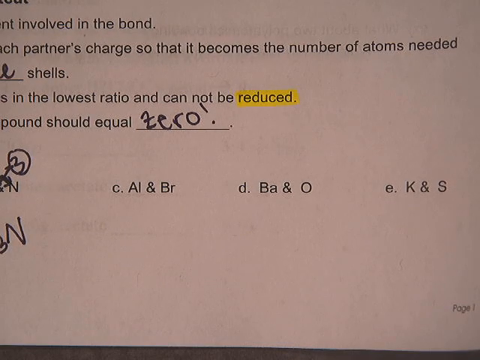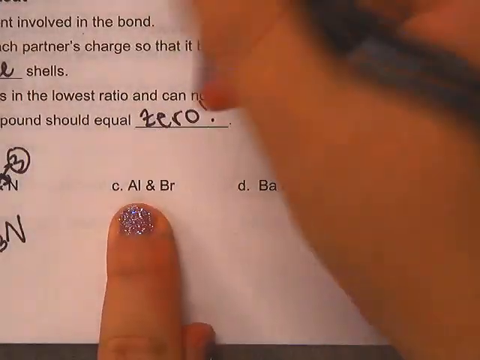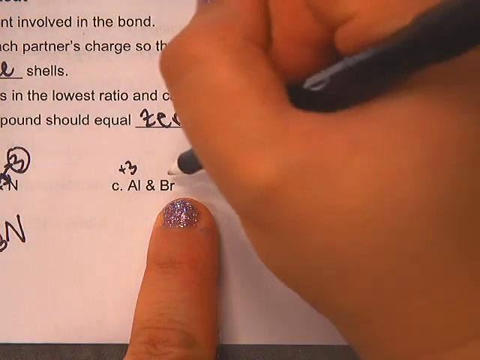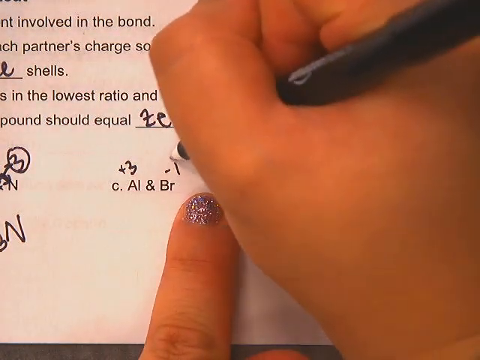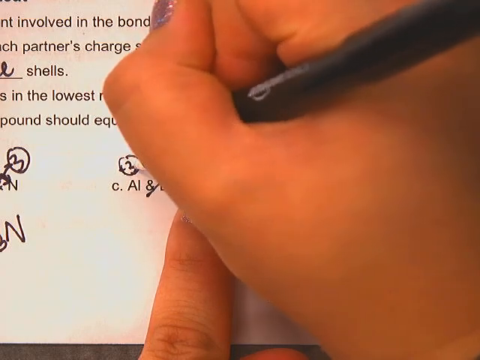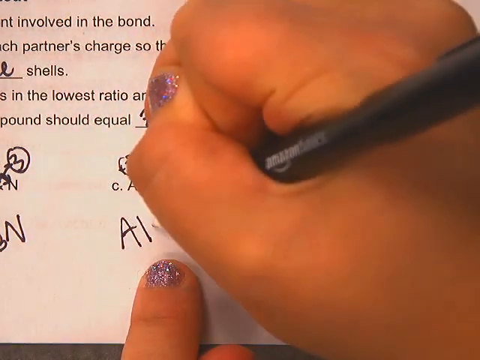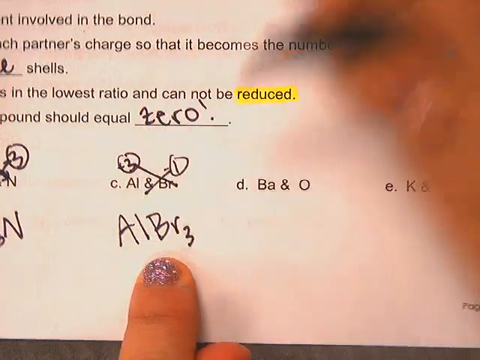All right, let's start by going over aluminum and bromine. What is aluminum's oxidation number? +3, and bromine has a charge of -1. So this tells me I need 1 aluminum and 3 bromine. So Al with nothing written next to it, and then Br3.